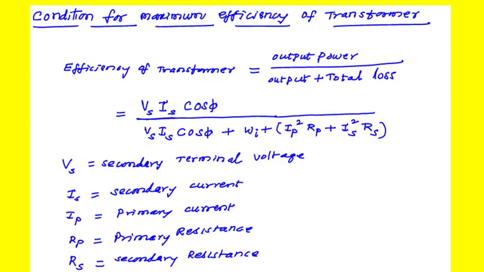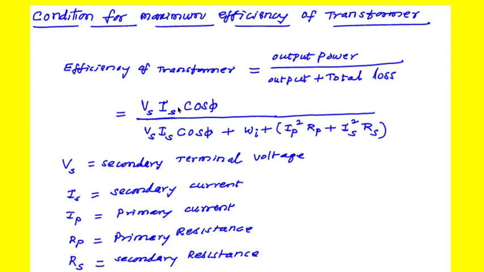Hello friends, today I will discuss the condition for maximum efficiency of the transformer. So let me discuss first what is the efficiency definition. So efficiency of the transformer is defined as the ratio of output to the input. That input we can write like output plus total losses.